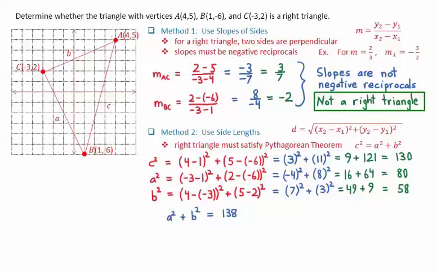Note here that A² plus B² is equal to 138. C², however, is equal to 130. Since C² is not equal to A² plus B², we can now say this is not a right triangle.